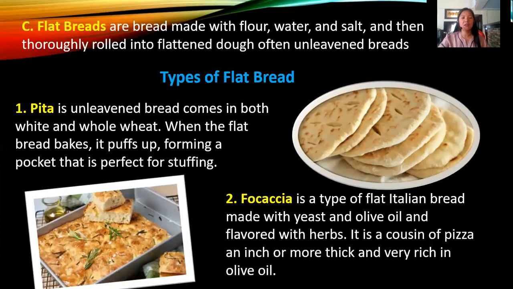The last type of buns, we have the flatbread. It is bread made with flour, water, and salt, and then thoroughly rolled into flattened dough, often unleavened bread. So let us now proceed with the types of flatbread. Pita bread is the first one. It is unleavened bread, comes in both white and whole wheat. When the flatbread bakes, it pops up, forming a packet that is perfect for stuffing.